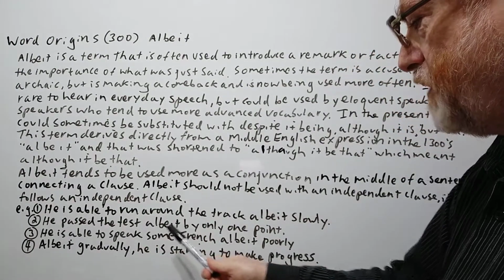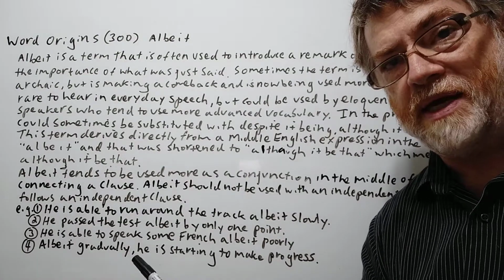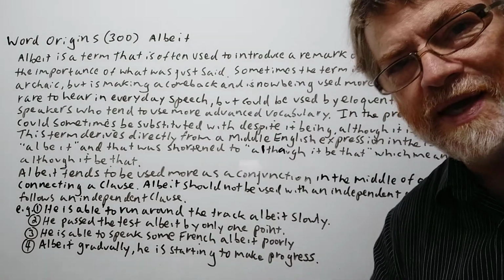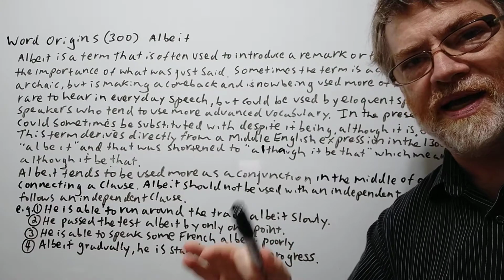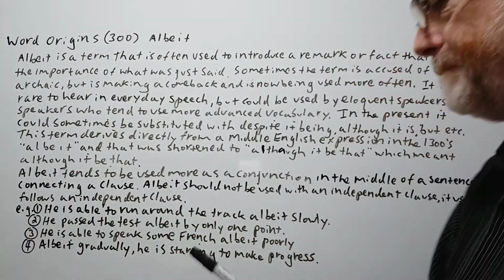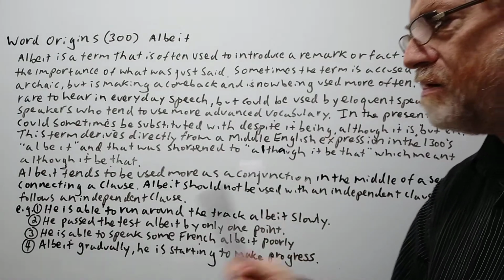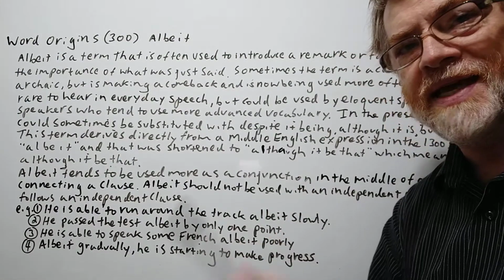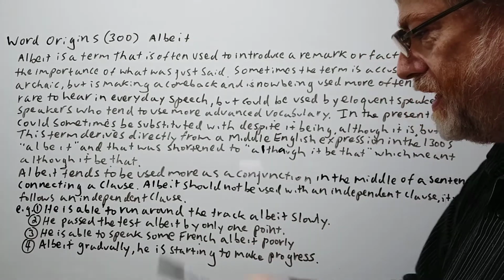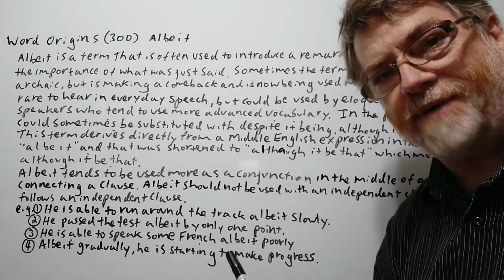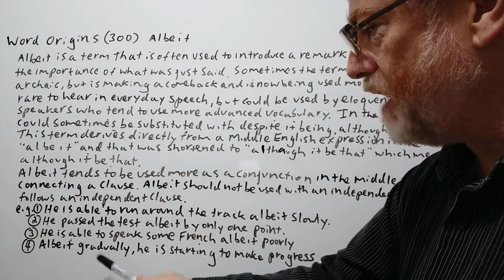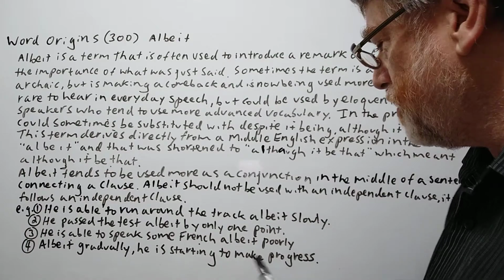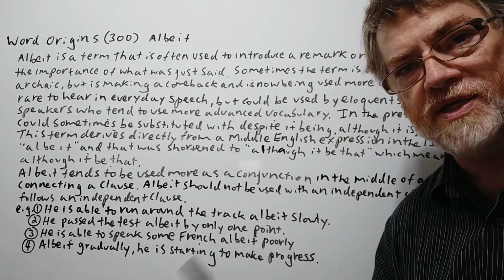He is able to speak some French, albeit poorly. Again, that would be an independent clause. He can speak it, but not very well. I guess just enough to be understood. All right. And now here's where a case, because sometimes students ask, can it be at the beginning of a sentence? Yeah, it can be if the independent clause follows it. So, albeit gradually, he is starting to make progress. You could say that. So, he is starting to make progress is the independent clause here.